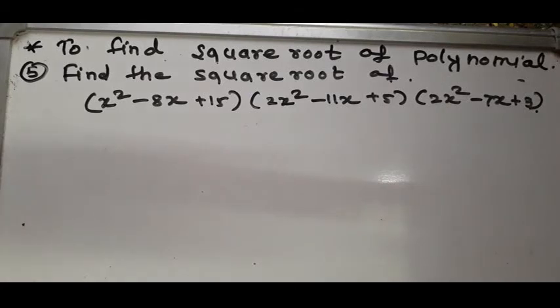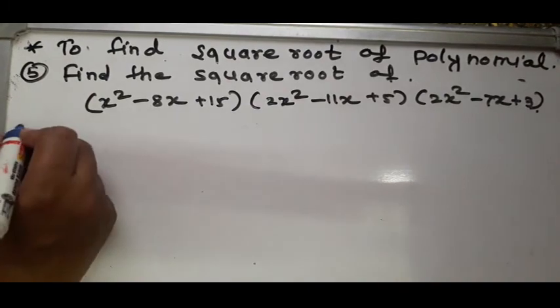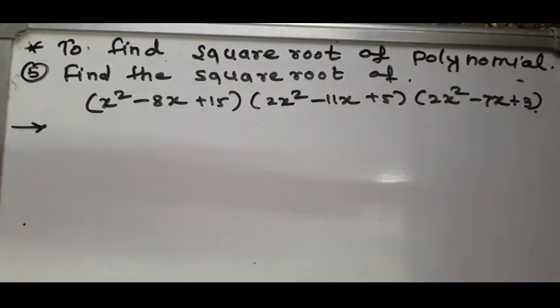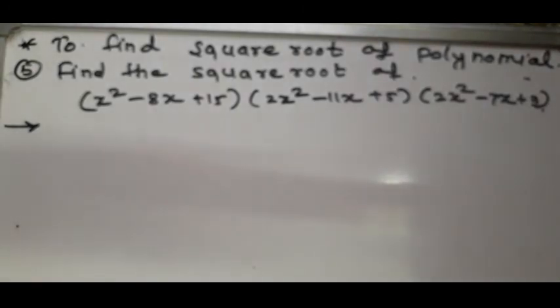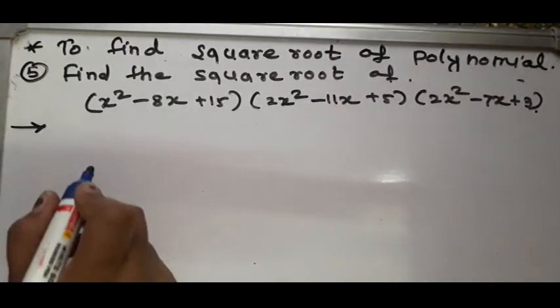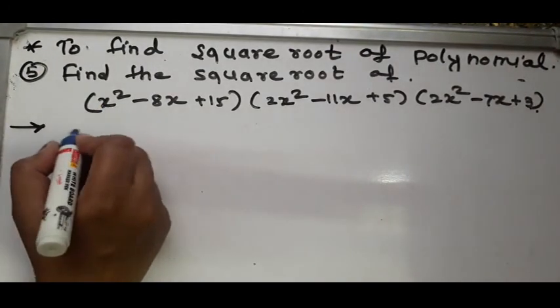Next problem is to find the square root of x square minus 8x plus 15 in one bracket, 2x square minus 11x plus 5 in another bracket, and 2x square minus 7x plus 3 in the third bracket. We want to find the square root of this term. Now see, there are three polynomials in multiplied form. So what we have to do is factorize each one of them. We will factorize the first term first.